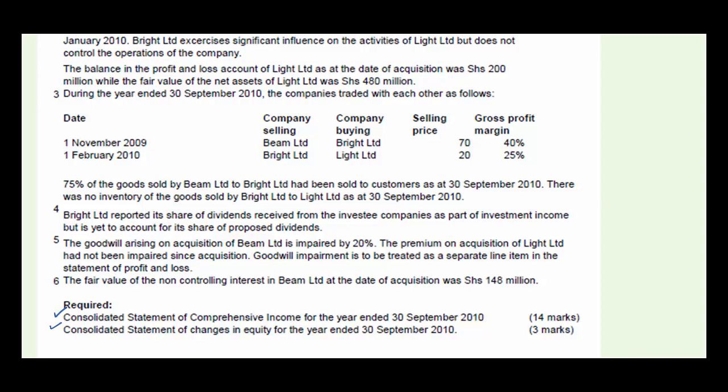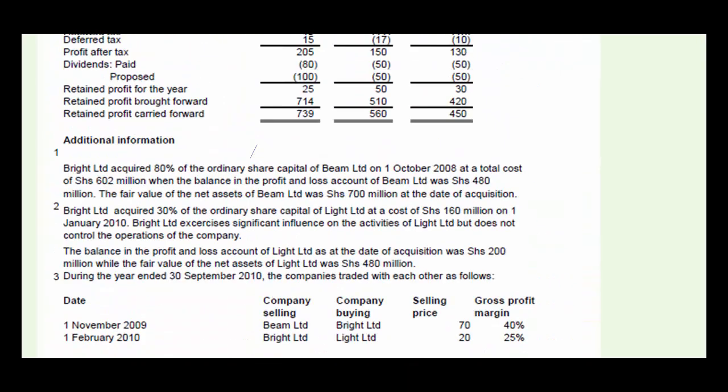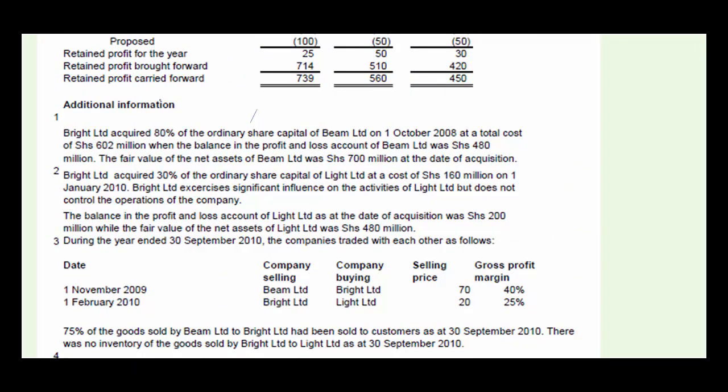So as always, our first step is to draw the group structure and timeline. That should be our first step. So let's read through the question and see. Number 1 says Bright acquired 80% of the ordinary share capital of Beam. And then you're also told that Bright Limited acquired 30% of the ordinary share capital of Light.